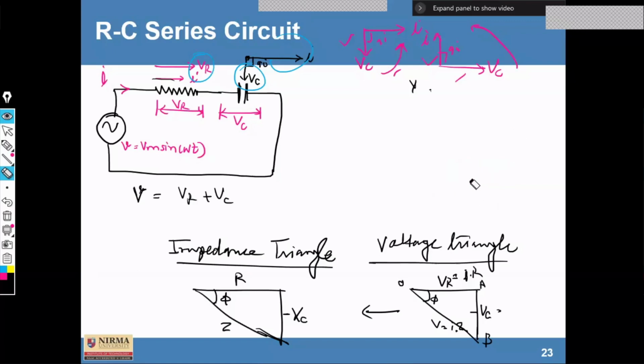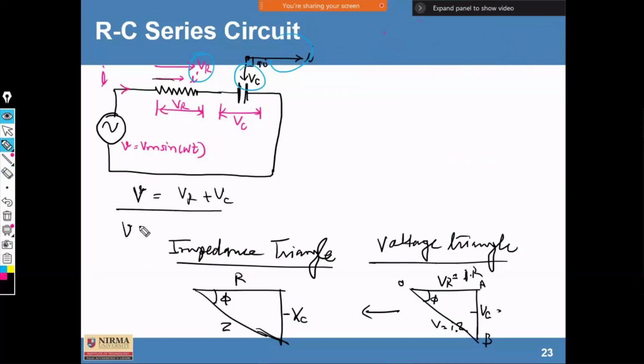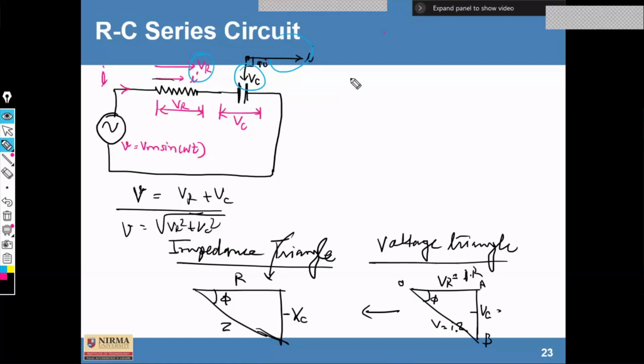We can write the equation of impedance and the equation of voltages also. First of all, let us take the equation of voltage which we have written. We can also write V is equal to the square root of VR squared plus VC squared, if we know those magnitudes. Similarly, from this triangle, we can write tan phi. Tan phi is equal to minus VC upon VR. This is VC and this is VR.